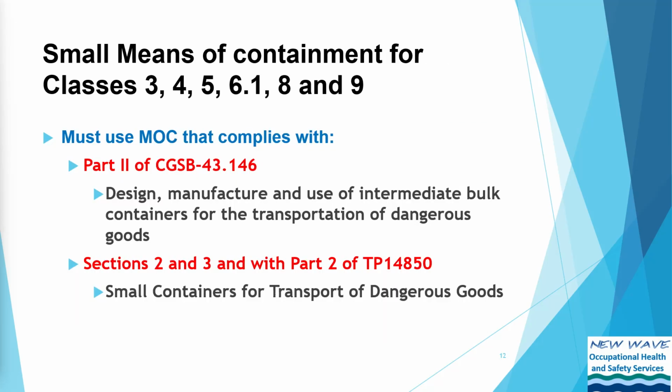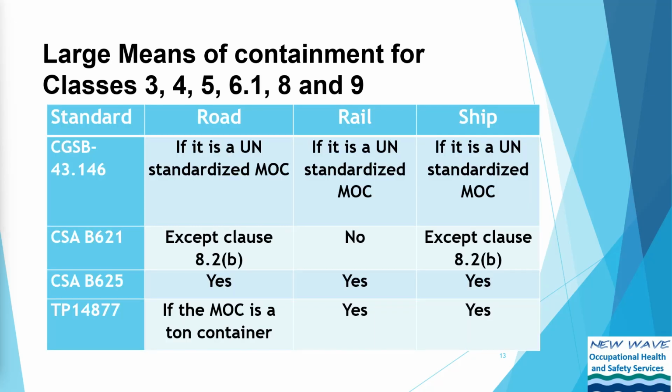When transporting non-gaseous dangerous goods in a small means of containment, the means of containment must meet either 43.146 for intermediate bulk containers or 14.850 for other small containers. And for large means of containment, this table lists the relevant standards. And all three of these tables are, as I mentioned, in the participant guide.